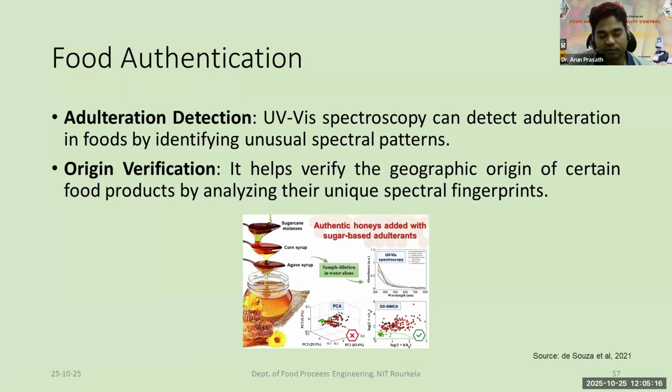Food authentication, like adulteration detection. This UV spectroscopy has a high application in detecting the adulterants present in food materials. Origin verification: with respect to geographic origin, certain food products have particular components and a unique spectral fingerprint. Especially adulteration in honey, adulteration in coffee, and adulteration in certain aromatic components can also be detected using this technique.